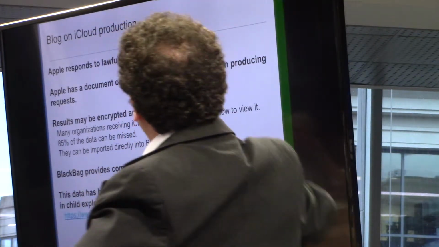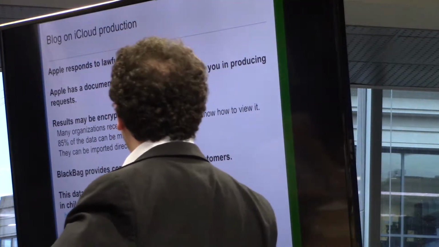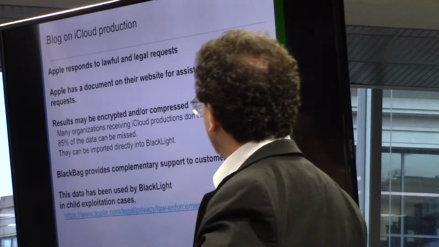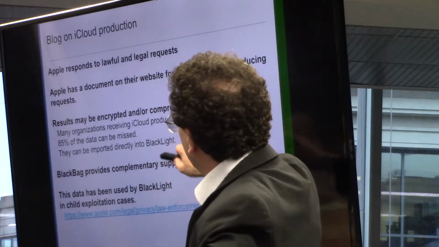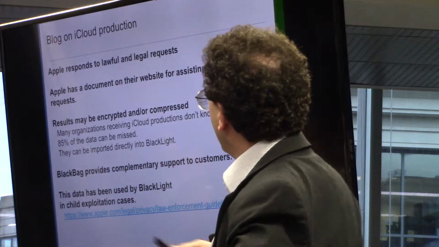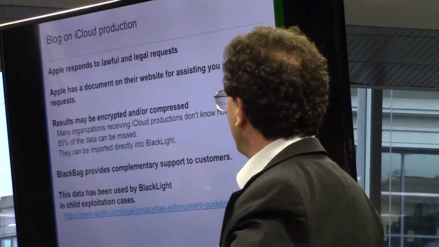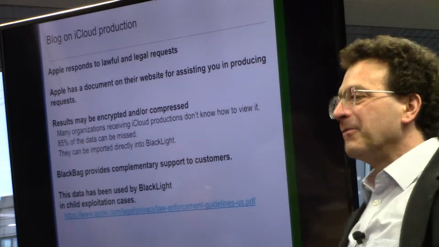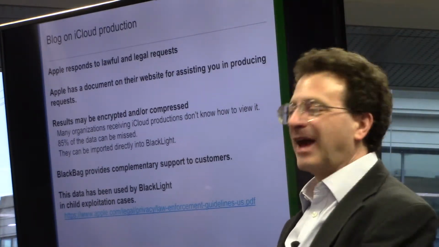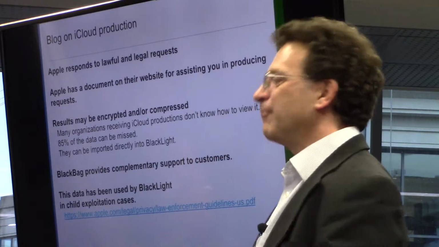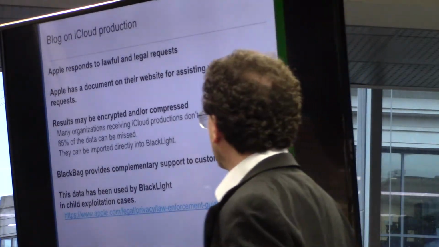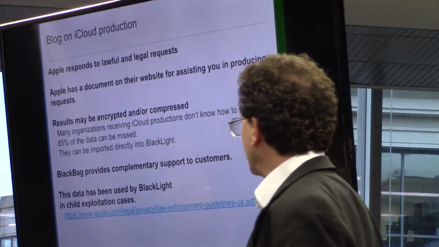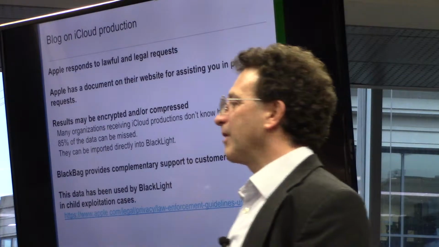So this is from the blog: Apple responds to lawful and legal requests. Apple has a document on their website for assisting you in producing requests. The results may be encrypted and or compressed. Many organizations receiving iCloud productions don't know how to view it, and 85% of the data can be missed, but it can be imported directly into Blacklight. So Blacklight actually understands the file format that Apple uses, of course, and it imports everything and decompresses it. The people at Blacklight say this has been used in child exploitation cases with positive results.